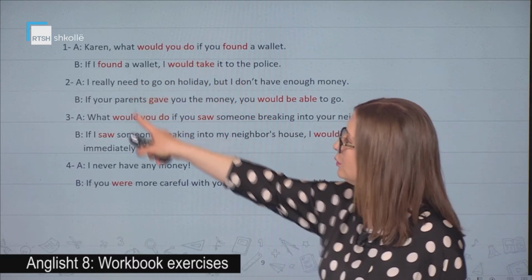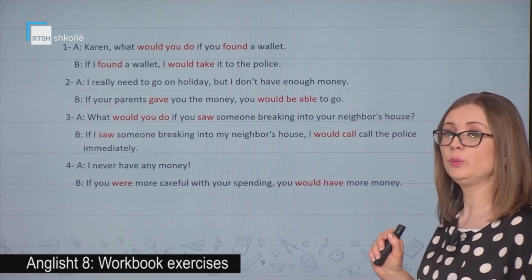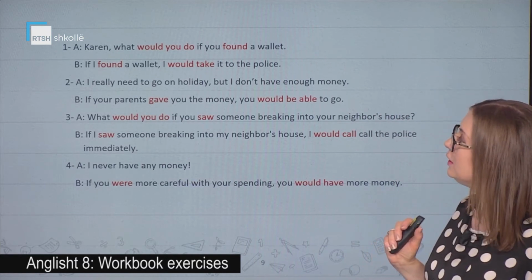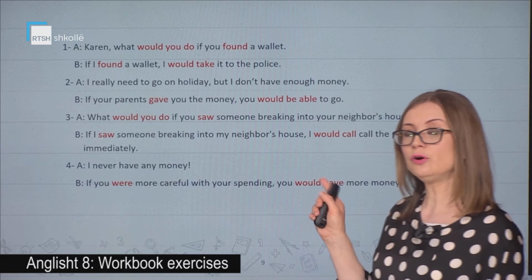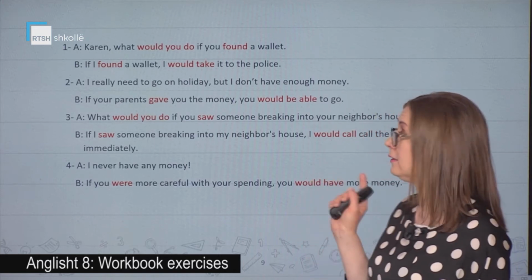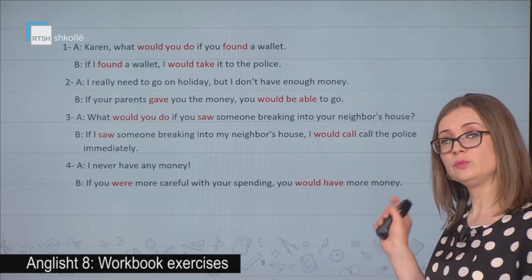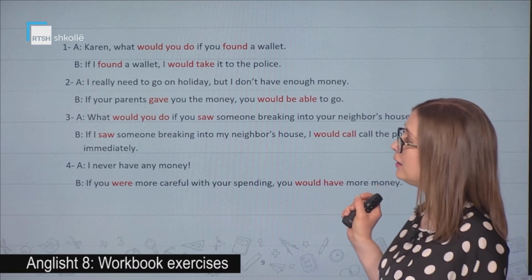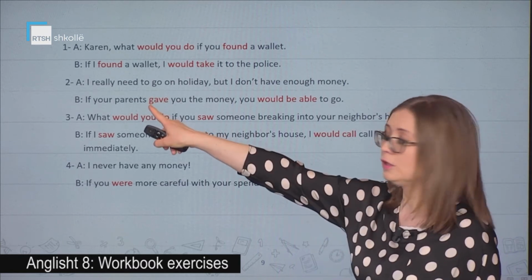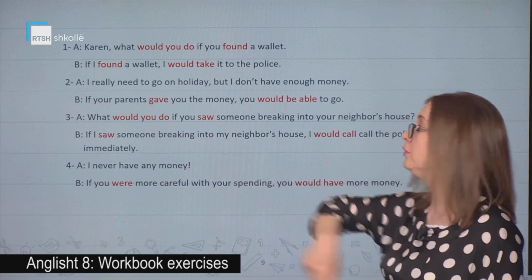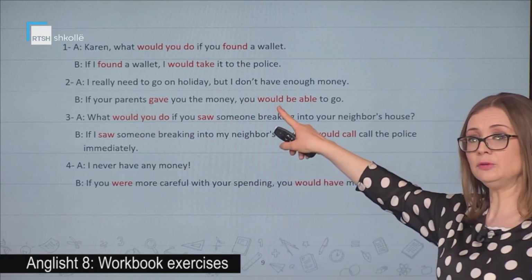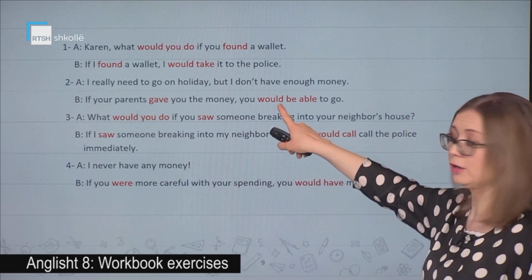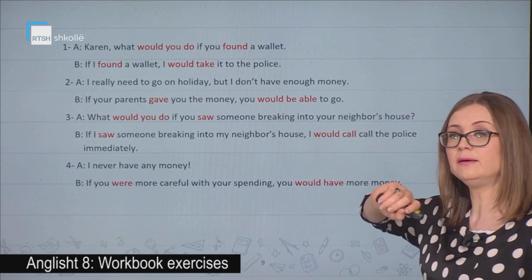So have a look at the verbs. We completed the sentences here. Be careful, we are talking about the second conditional. So, as we talked before, in the first part we use the past simple of the verb, and in the second part we use would plus bare infinitive.